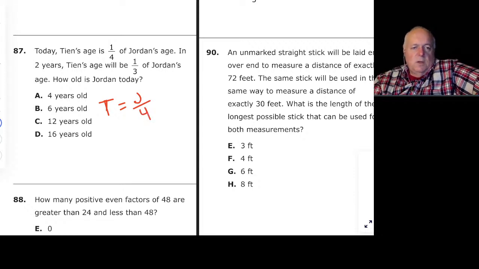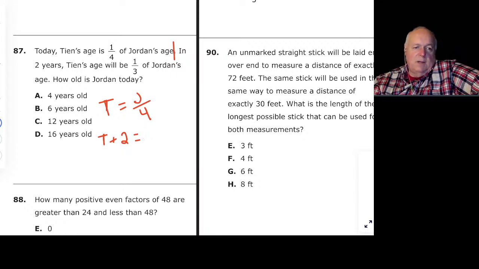Okay, so we're done with that translation of the English to the math. In 2 years, Tien's age will be 1/3 of Jordan's age. So in 2 years, so Tien plus 2. And when you see something like this, it means both persons' information needs to be extended. So it will be Tien plus 2 is, that's their equal.